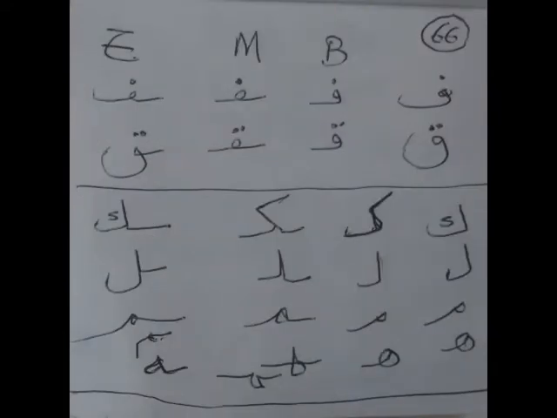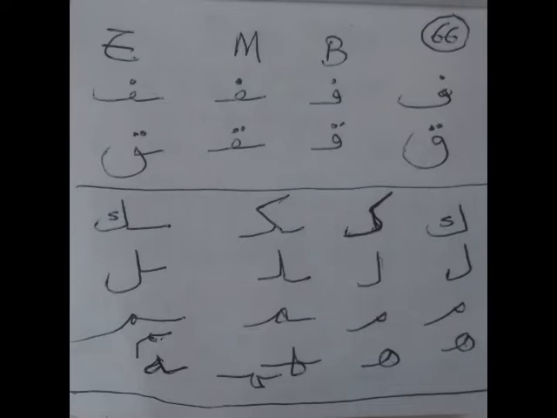Here on page 66, we grouped fa and qaf together because they look different when they stand alone. At the beginning, they look the same except for the dots, fa 1 dot, qaf 2 dots. In the middle, they look the same, fa 1 dot, qaf 2 dots. And at the end, you see the unique shape. Fa looks like that, and qaf looks deeper down.